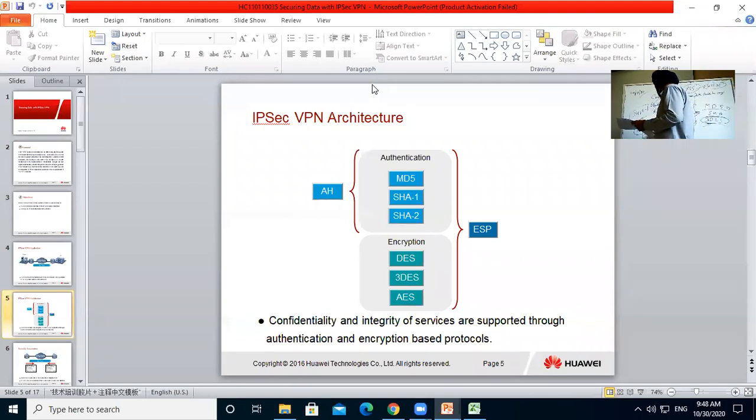Now SHA2 represents the next generation of authentication algorithm, extending the security of authentication after certain weaknesses were discovered in SHA1. The term SHA2 is not officially defined but is usually used to refer to a collection of different algorithms like SHA224, SHA256, and SHA512. So these are all about the IP security VPN architecture.